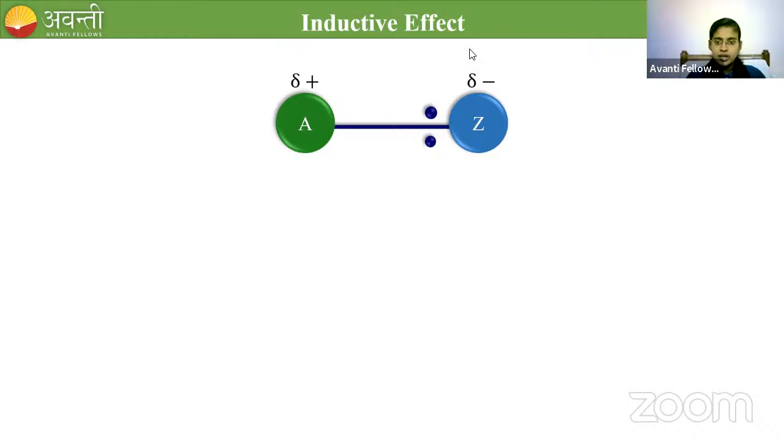So if I put a delta like this, it is called delta. Delta means partial. Partially negative, partially positive. It is not completely plus and minus. It is partially positive and partially negative. Got it? So what is happening? Polarity of the bond is happening. The bond is getting polarized. So this polarity is caused here in the sigma bond.